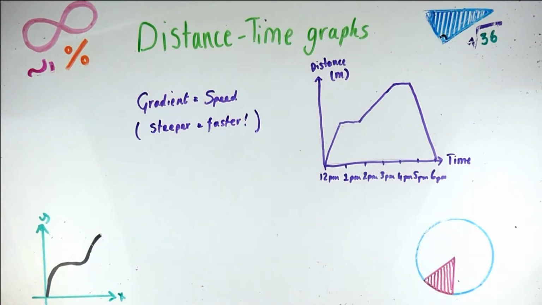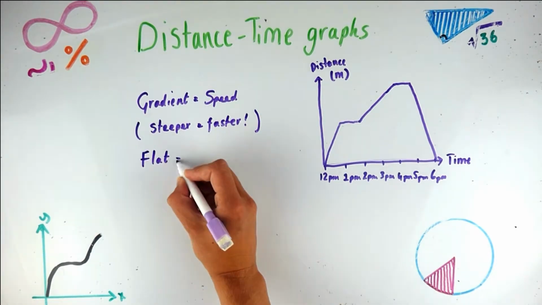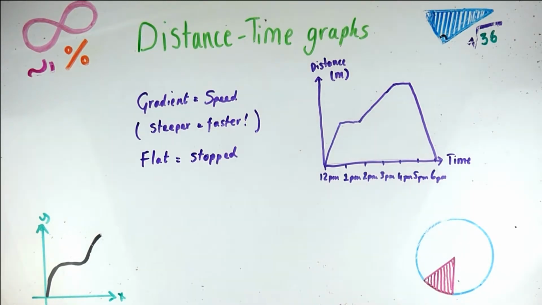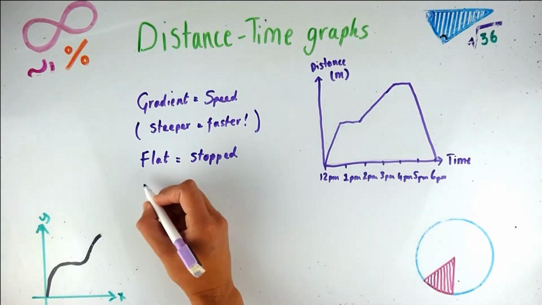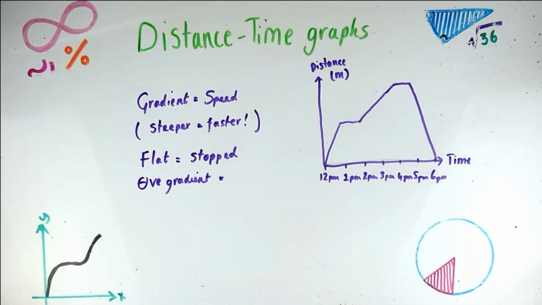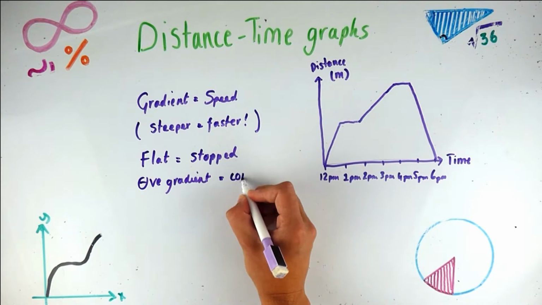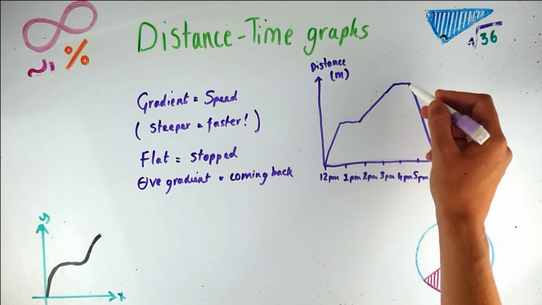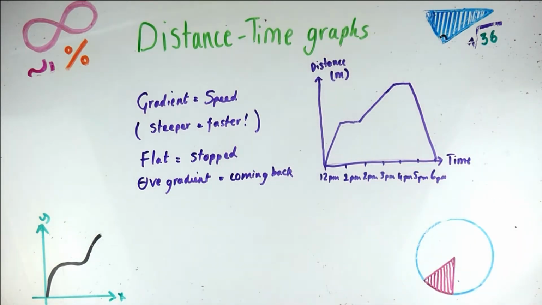Steeper equals faster. Okay, so the flat areas of the graph mean that whatever is travelling has come to a stop. At those flat areas, they're not going any further distance, so whatever has been moving has stopped. And if you have a negative gradient, it means that whatever has been travelling is coming back. Here we have a negative gradient, and whatever has been travelling a distance is now returning.